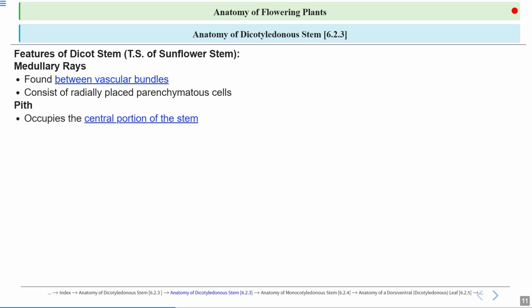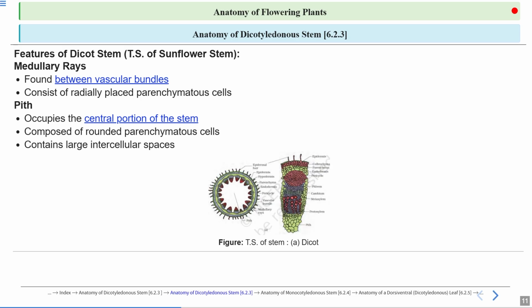And pith. This is the center region, occupies the center portion of the stem. And this is composed of rounded parenchymatous cells. What type of cell are they having? Parenchymatous. But what type? Round shaped parenchymatous cells. Contains large intercellular spaces. So in the center here you can see the pith. So this is the structure of the dicotyledonous stem, and the example was the sunflower stem.